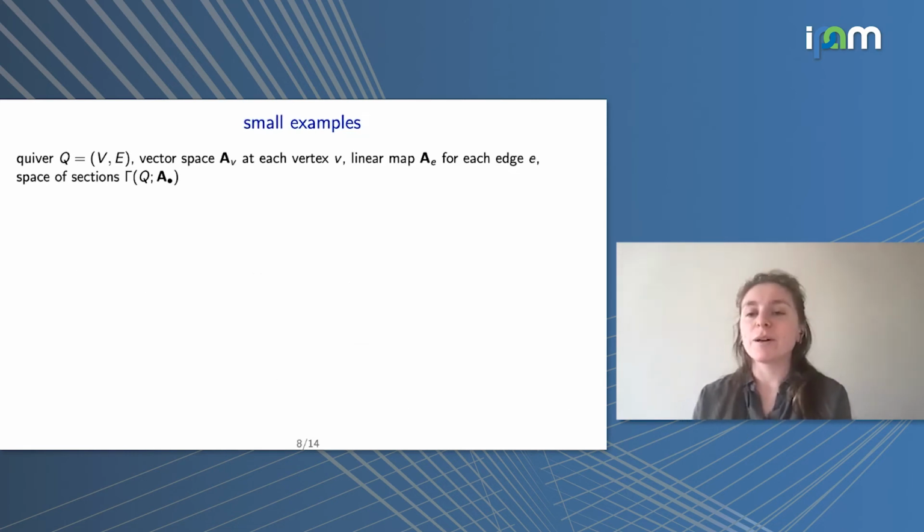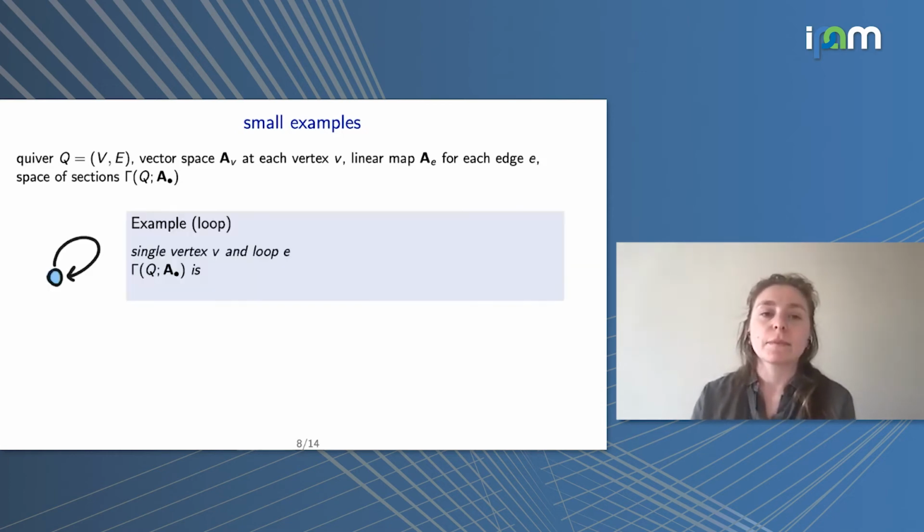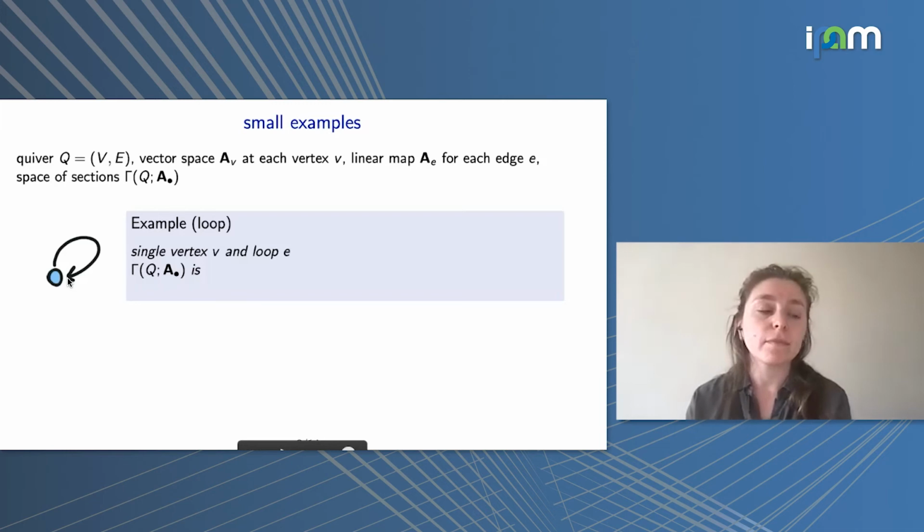Okay, but not all the examples are so direct because we don't always have a root with this property. So let's see some other small examples and what we get for the space of sections. Maybe the smallest example is just a single loop. So we have one vertex, let's say it's V, and then the loop is E. So the space of sections is what?